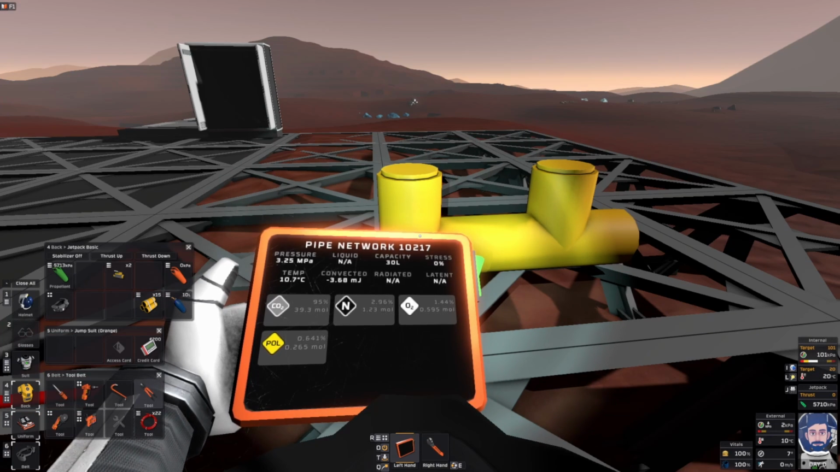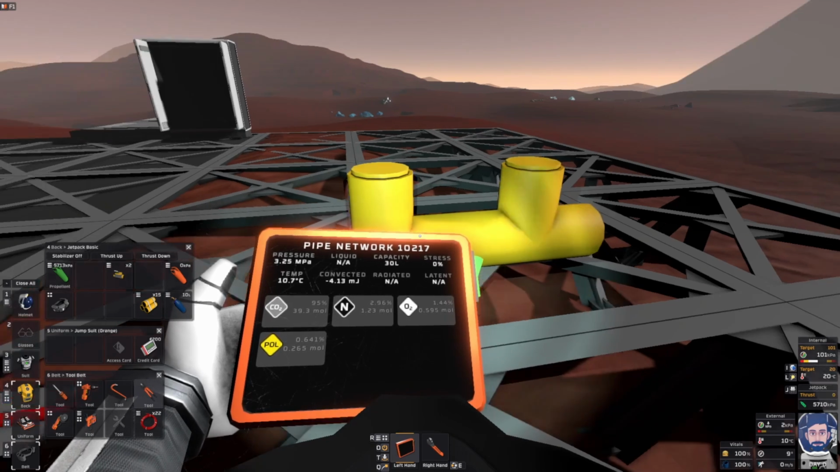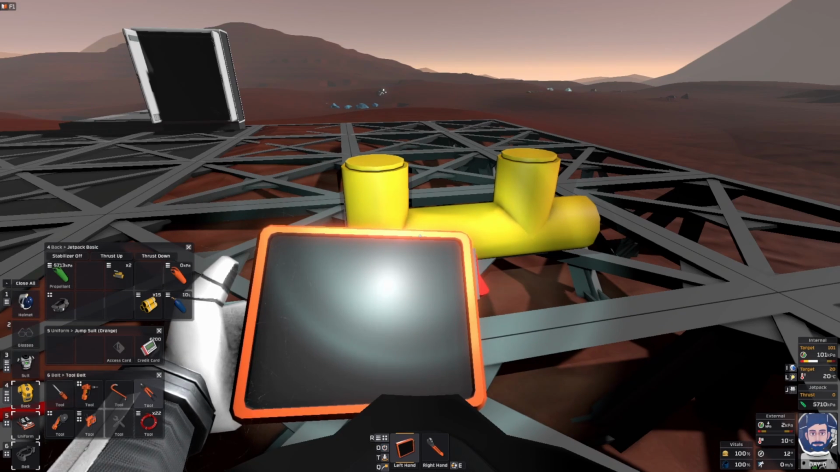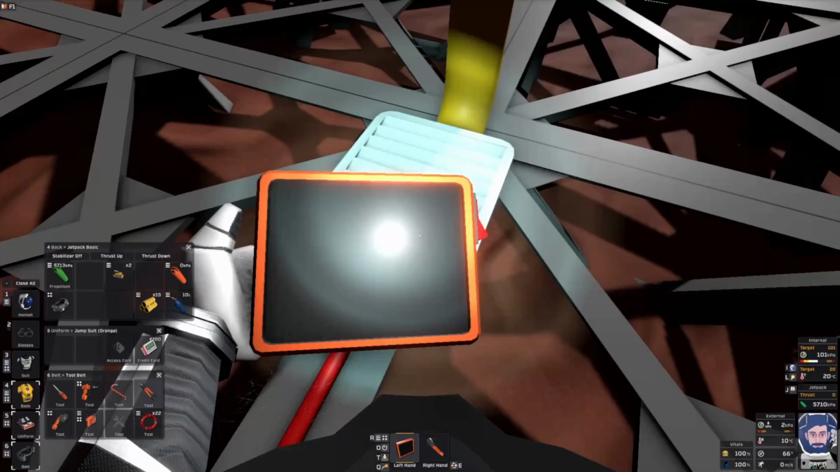When analyzing a pipe network, your tablet will give you a few extra pieces of information. The convected and radiated displays show you how much energy is received or lost by this network. For example, the pipe we're looking at is convecting about 4 microjoules of energy right now. That is because the pipe, as an uninsulated pipe type, will heat exchange with its environment. Let's see what happens if we pump some more gas in here.